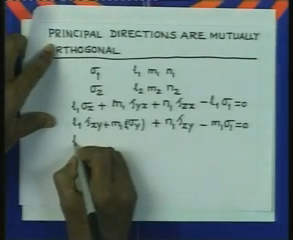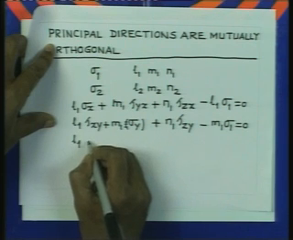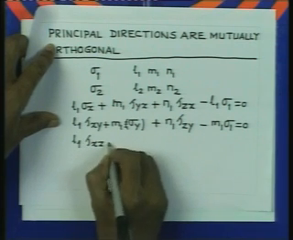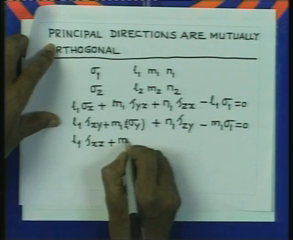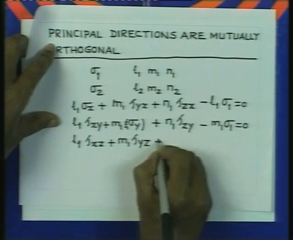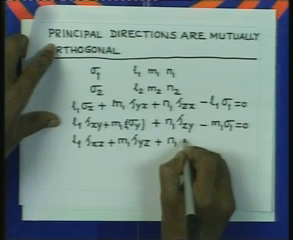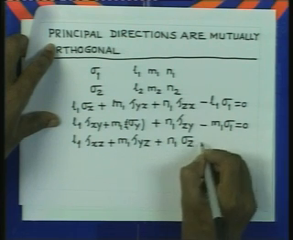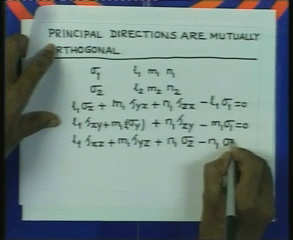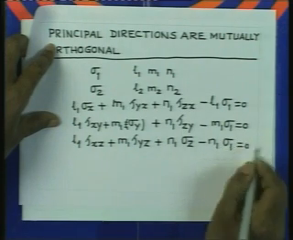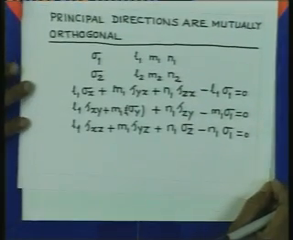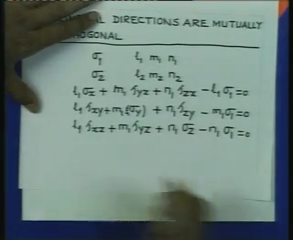Similarly, we will have the third equation, L1 into tau xz plus M1 into tau yz plus N1 into sigma z minus N1 into sigma 1 equal to 0. So, for the first principal stress, we will get this set of equations.